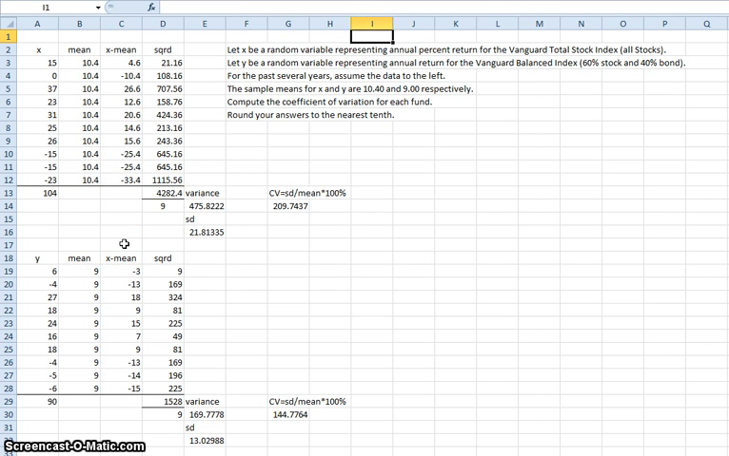Now, in order to calculate the standard deviation, which we are going to need because we're being asked to compute the coefficient of variation for each fund, the first thing we need to do is calculate all our values for X. And then I listed all the values for the mean. They're all the same. The mean is the same, because the next column is the X value minus the mean.